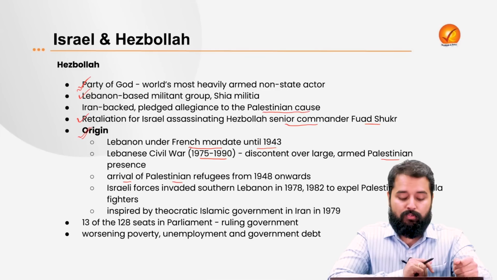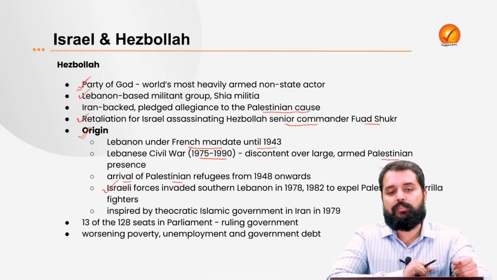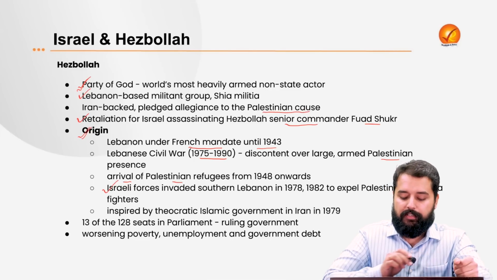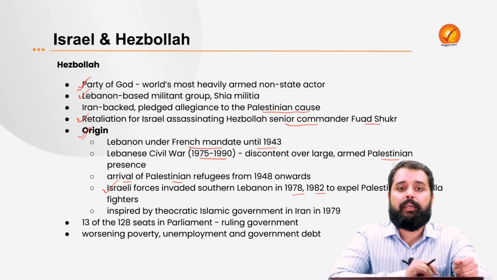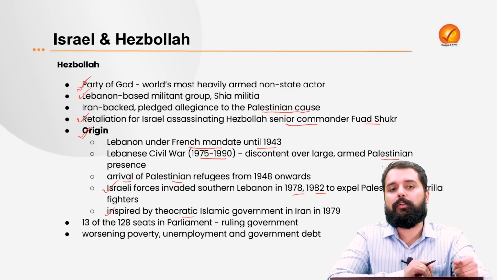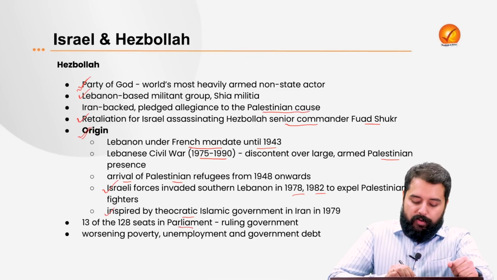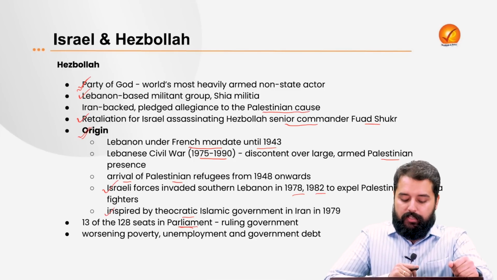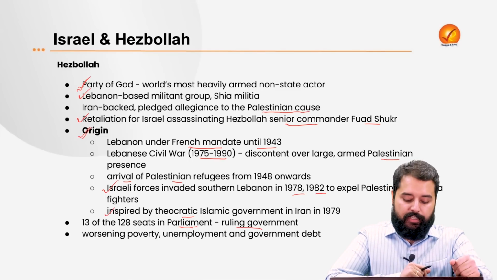It also led to the origination of Hezbollah, and then the Israeli forces also invaded southern Lebanon in 1978 and 1982 to expel the Palestinian guerrilla fighters from there. Therefore, Hezbollah took birth, and it was also inspired by the theocratic Islamic government which was formed in Iran in 1979. Today, Hezbollah has 13 of 128 seats in the parliament of Lebanon, and it forms part of the ruling government also with its allies.